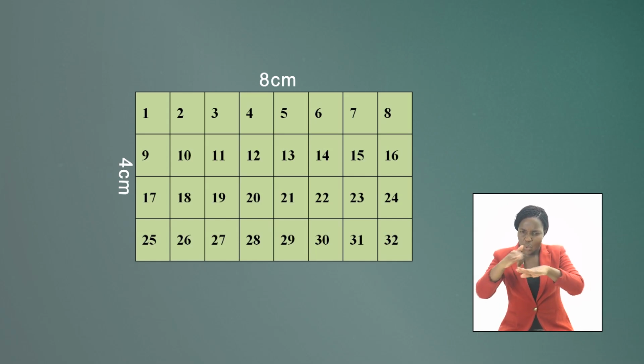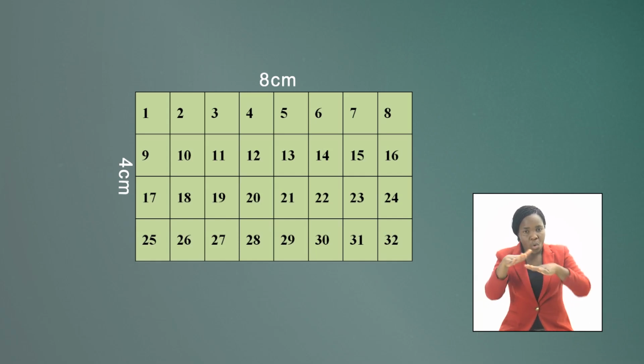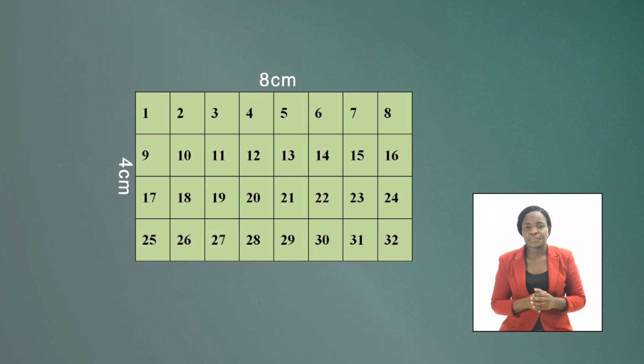There are 2 ways. First, we can just count the number of squares inside the rectangle, which will give us 32. This is actually how the definition of the area came about, because the area is the amount of space inside the boundary of a flat object. So we just count the small squares inside. And the unit for this will be square centimeters, because there are 32 square centimeters inside this rectangle.